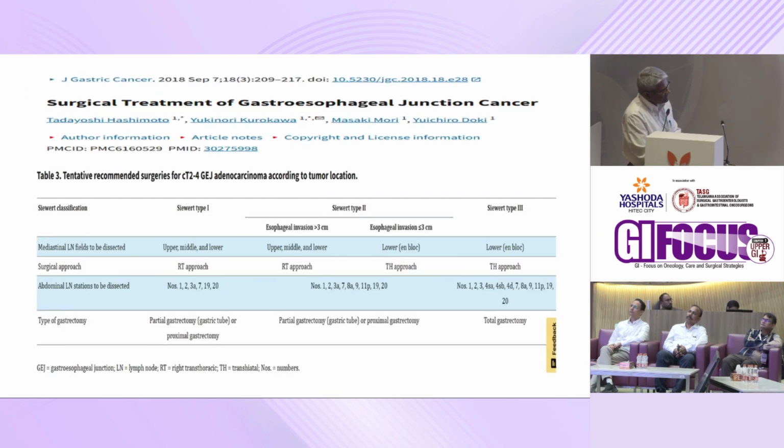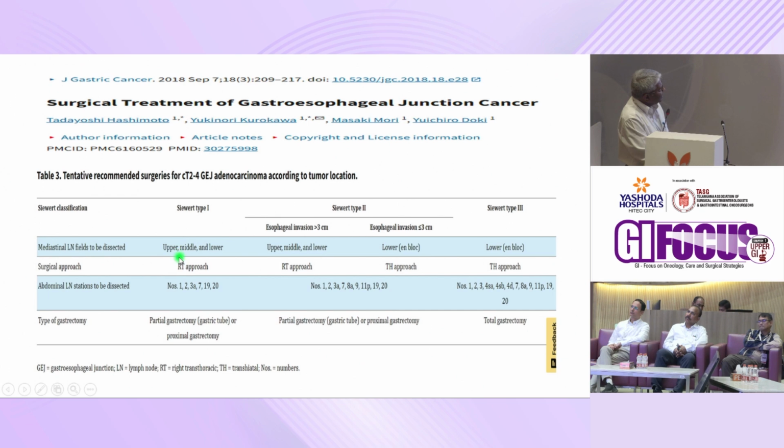The Japanese have used the same criteria, and then they have come up with the recommendation as to what should be the mediastinal lymph node fields that are to be resected, what should be the surgical approach, what should be the abdominal lymph node dissection, and the type of gastrectomy that is to be included in GE junction tumors.